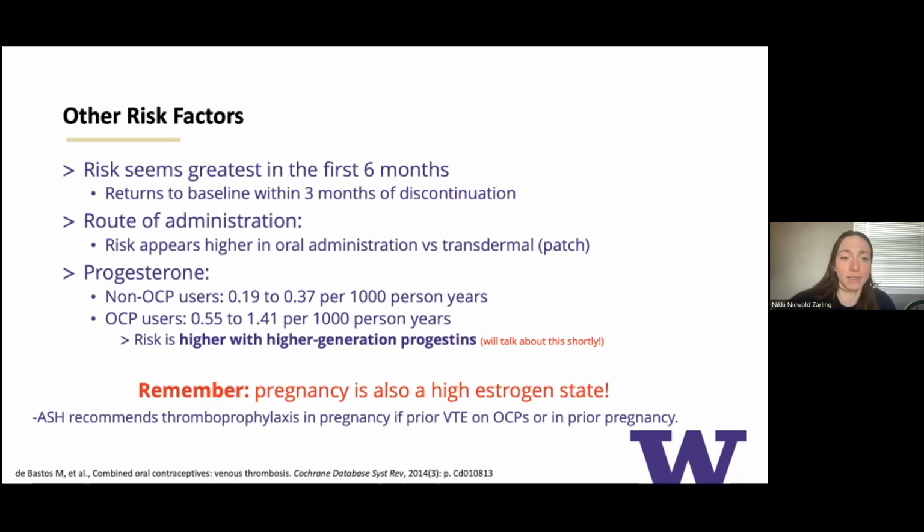I learned that pregnancy is such a high estrogen state that if someone has had a blood clot on an OCP, then ASH, the American Society of Hematology, does recommend antepartum and postpartum thromboprophylaxis.